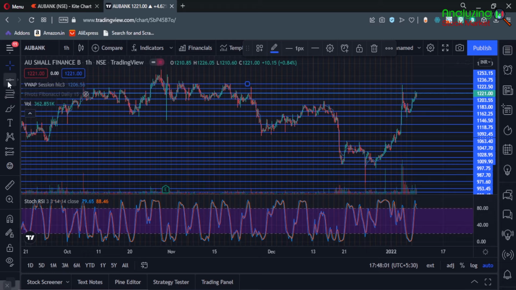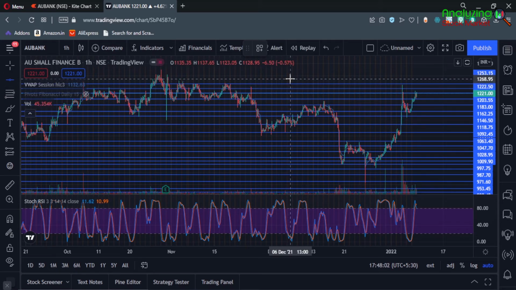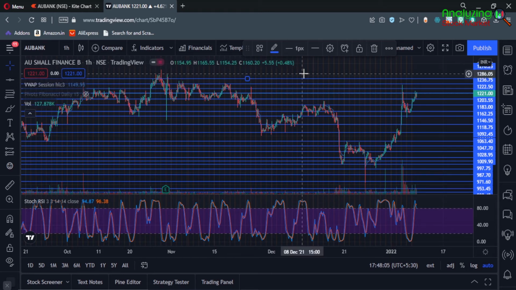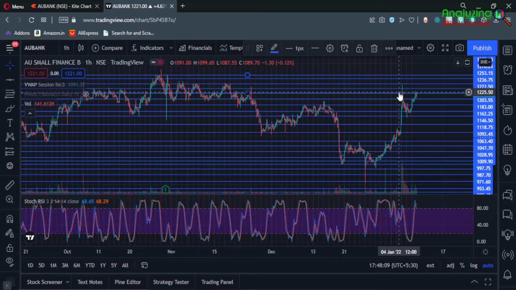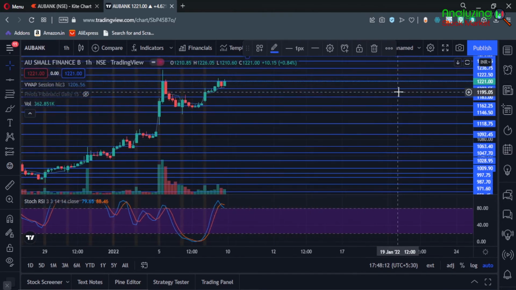Resistance zone and support zone is very important for any stock. We have to use it for maintaining our stop loss and target. So here I am making 2 additional resistance zones so that if the price moves up with a good volume, we have a resistance zone marked for maintaining a target. So all the markings are done.